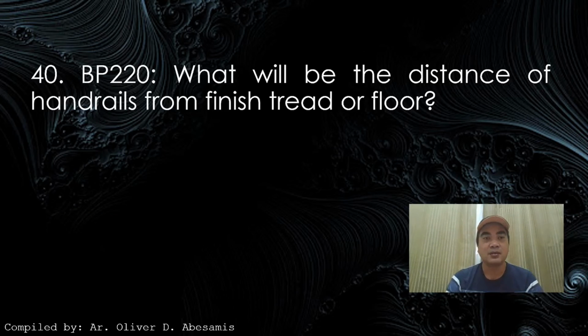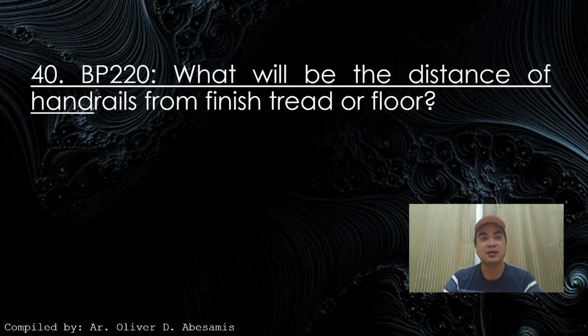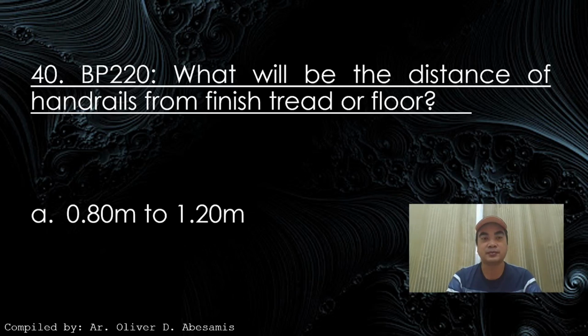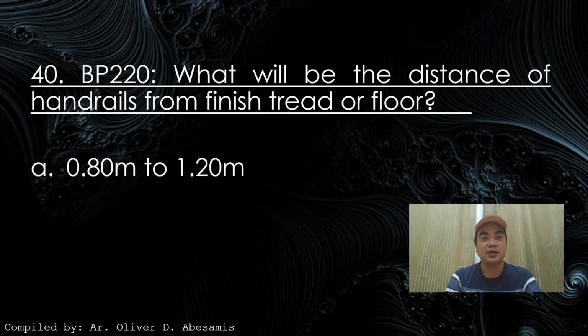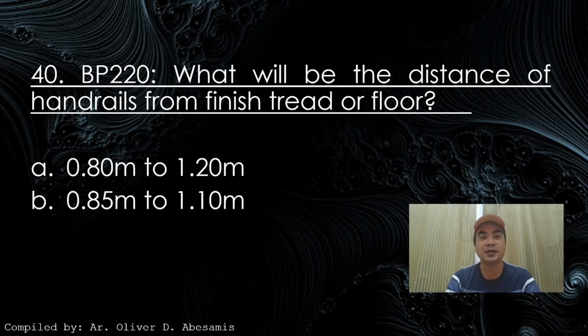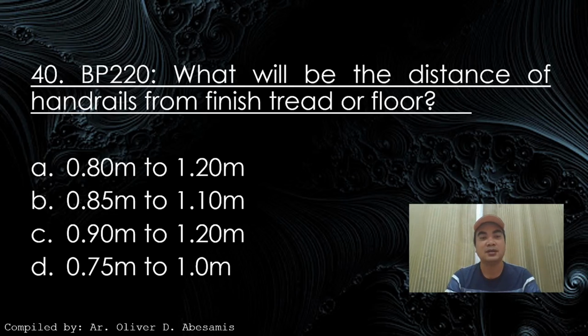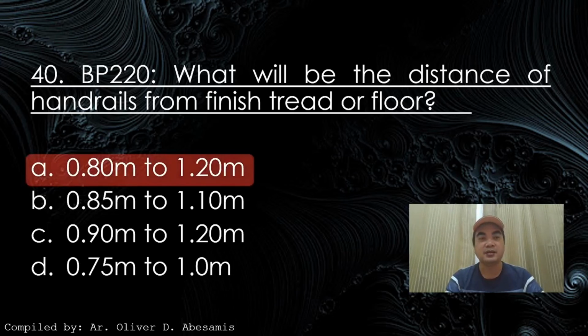40. As per BP220, what will be the distance of handrails from finished thread or floor? A. 0.8 meter to 1.2 meter, B. 0.85 meter to 1.1 meter, C. 0.9 meter to 1.2 meter, D. 0.75 meter to 1 meter. Answer: A. 0.8 meter to 1.2 meter.